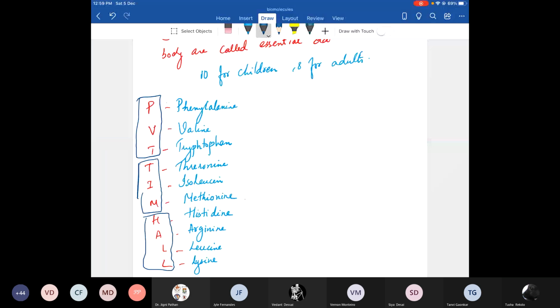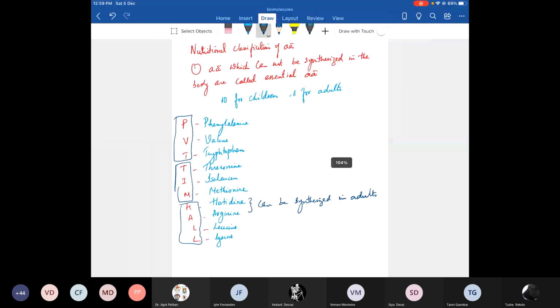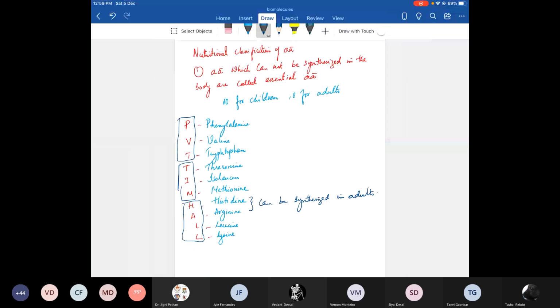Histidine and arginine can be synthesized in the body of adults, but not in children. So in children, it is needed in the diet. Okay. Can you write down now? Suhas, can you see this?